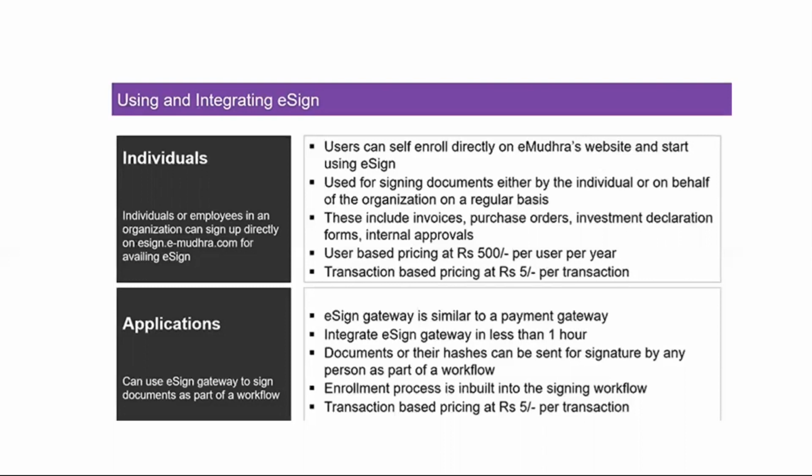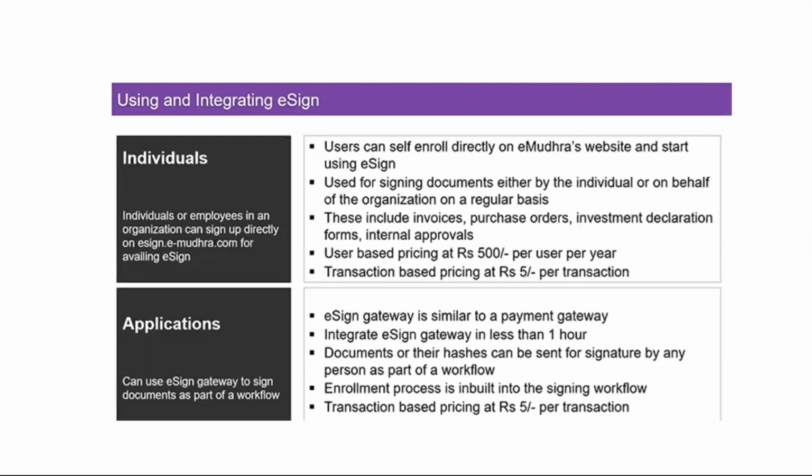Commercials are involved only for documents such as invoices, purchase orders, investment declaration forms such as 12B or internal approvals. User-based pricing for individuals starts at 500 rupees per user per year. For organizations, there's a transaction-based pricing of 5 rupees per transaction.